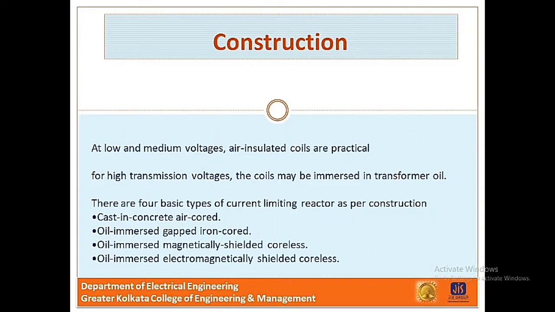So next one is the construction of current limiting reactors. Now it is desirable that the reactor does not go into magnetic saturation during a short circuit. So generally an iron core coil is used. At low and medium voltage, air insulated coils are practical. And for high transmission voltage, the coil may be immersed in transformer oil.